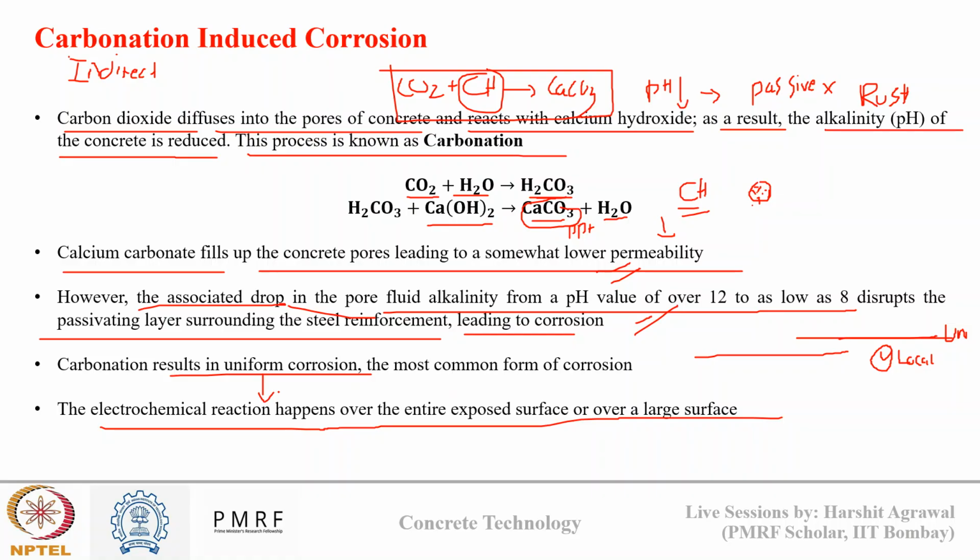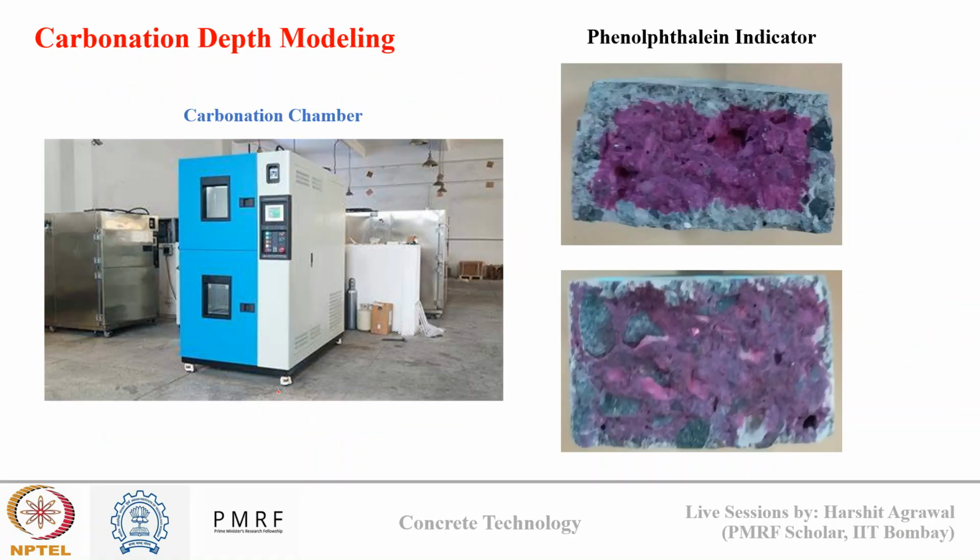But cracking in concrete, we have talked a lot earlier also. It can be due to n number of reasons. How to know whether it is due to carbonation corrosion, or if not cracking, how can we know up to what extent carbonation has happened in concrete? For this, we use phenolphthalein indicator. This indicator turns violet if the pH is more than 10.